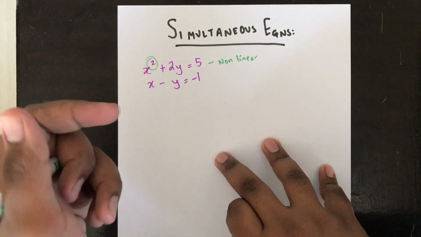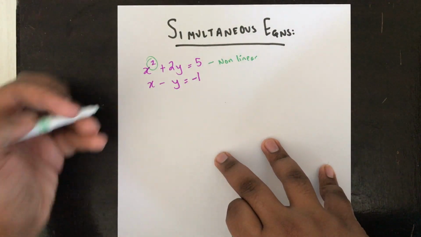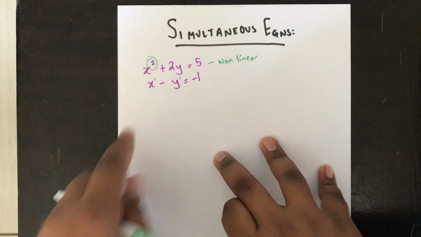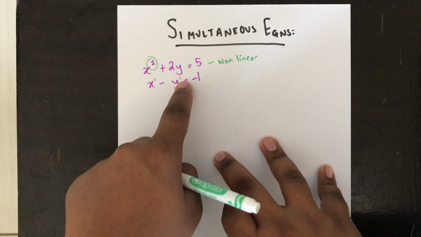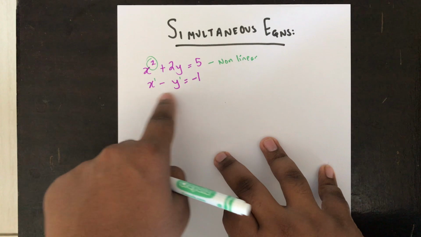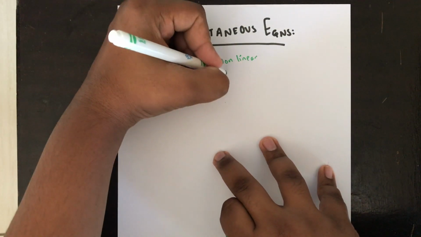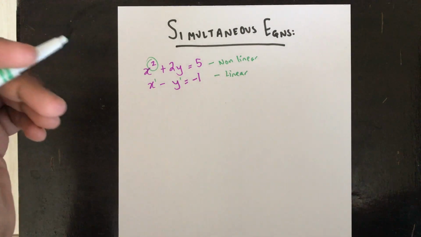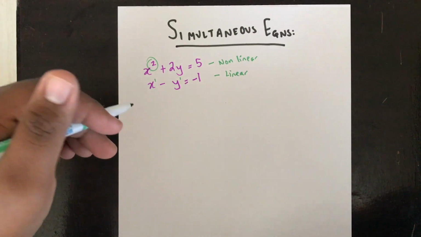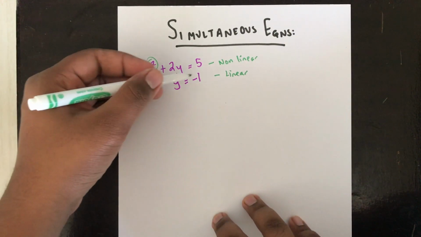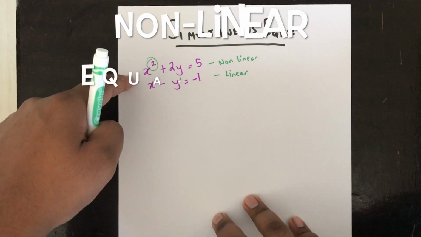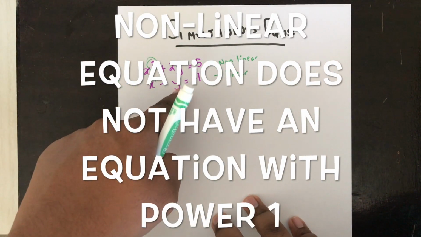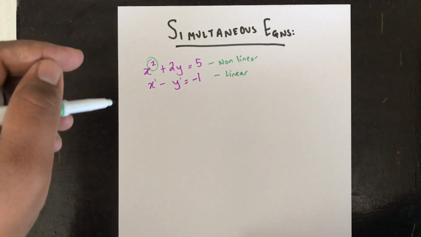On the other hand, if we have an equation without any powers, or power 1, because x power 1 is the same as x and y power 1 is the same as y, then this is called a linear equation. Whenever we have an equation whose power is not 1, it's a non-linear equation. So x squared plus 2y is equal to 5 is the non-linear equation, but x minus y is equal to minus 1 is the linear equation.